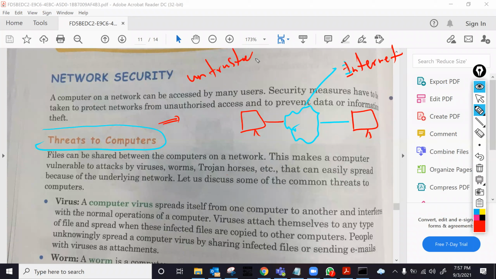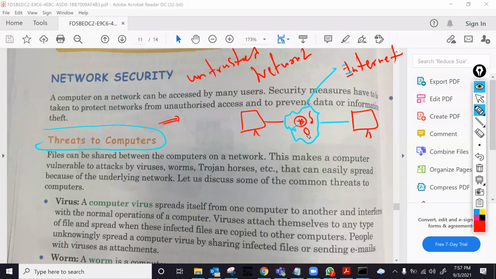Why am I saying untrusted network? Because we can't guarantee or assure anything. We have hackers, good people and bad people. It's a mix of good and bad.